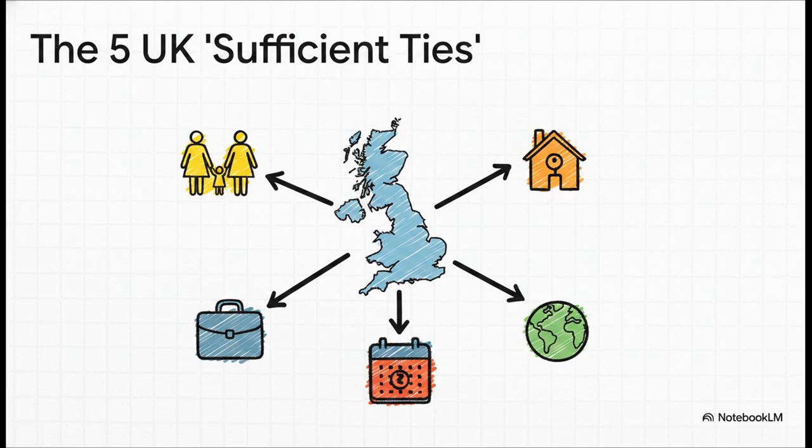So, what happens if you're not automatically out and you're not automatically in? Well, that brings us to the final step, the tiebreaker really, the sufficient ties test. This is where things get a bit more detailed. It looks at your connections to the UK. We're talking family, a place to live, work, that kind of thing.